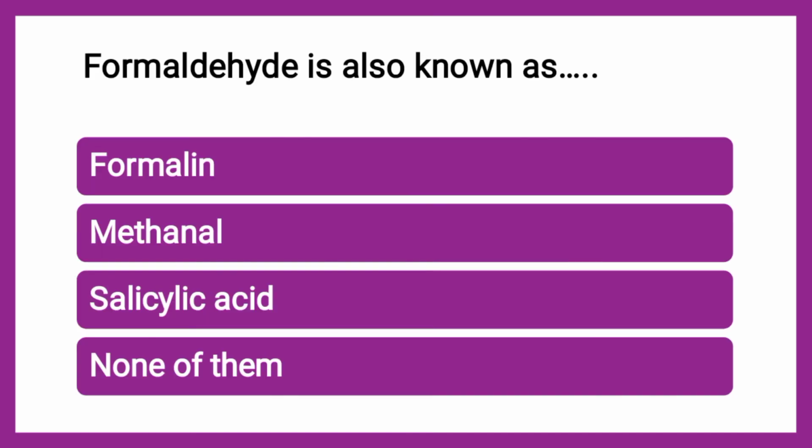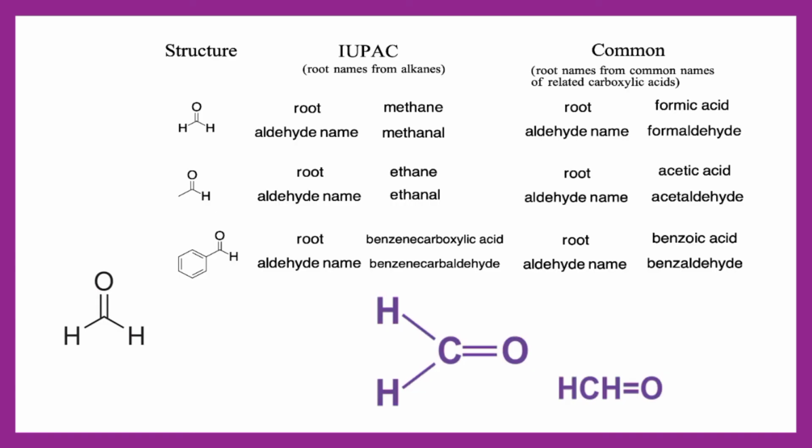Next question is, formaldehyde is also known as whether formalin, methanol, salicylic acid or none of them. The correct answer is it is methanol. Now you might think that formalin is also possible, but formaldehyde is not formalin. Its aqueous solution is formalin and chemically formaldehyde is methanal. Now how it is? As you can see here, this is formaldehyde, this is formaldehyde.